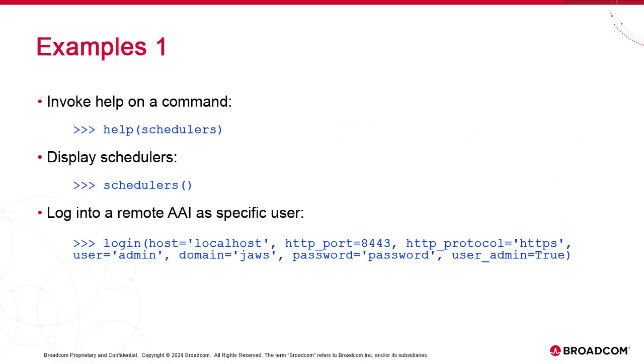Let's provide some examples of command submission. Later, we'll demo some of these on the system. To access help pages, you simply type help in the command. If you want to display a full or partial list of objects, domains, connections, or something else, you enter the command, say schedulers, and the information in parentheses. Finally, we're showing how to log into a remote server with connection specifics if you don't want to use the basic admin account.